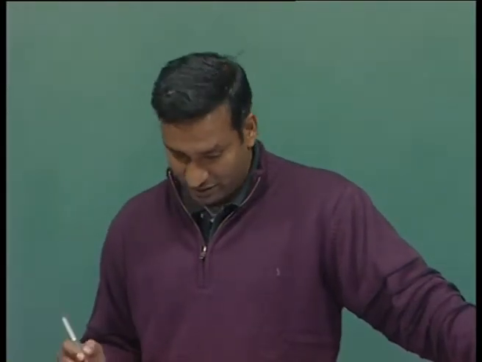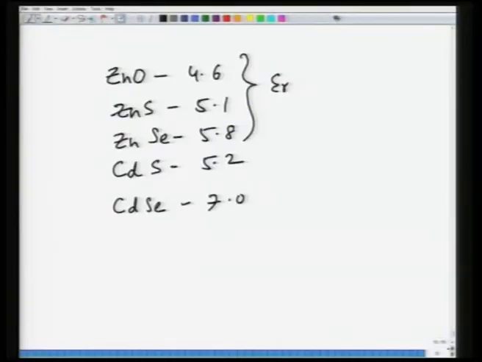So when you look at some of the examples, we can work out the values of dielectric constant for a variety of materials. What I have taken here is a group of cadmium and zinc based materials: zinc oxide, zinc sulphide, zinc selenide.